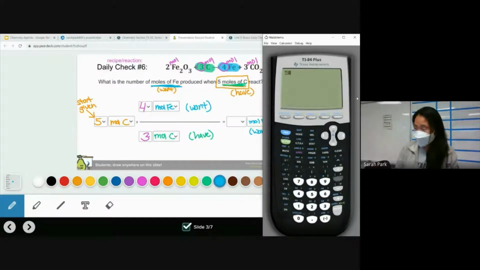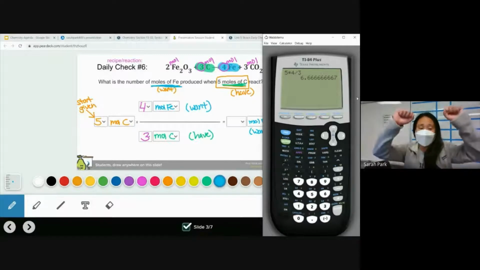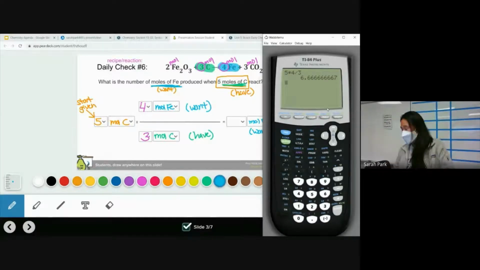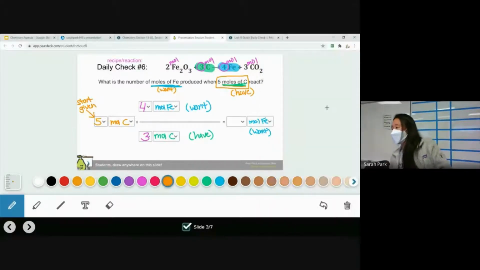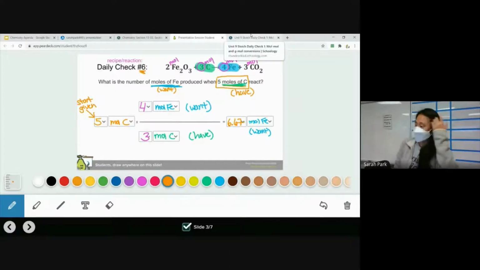Let's see. So you did 5 times the top number, you divide by the bottom number, right? All right, so 6.67. So you're going to drop that here, right? So 6.67. Perfect. You're going to take this and put it where? In question number 6. So let's drop it in question number 6.